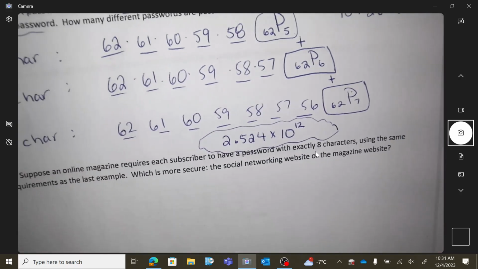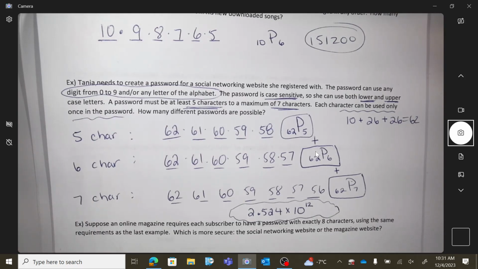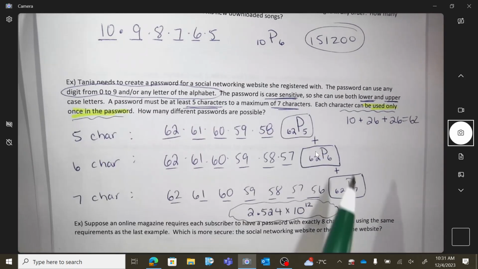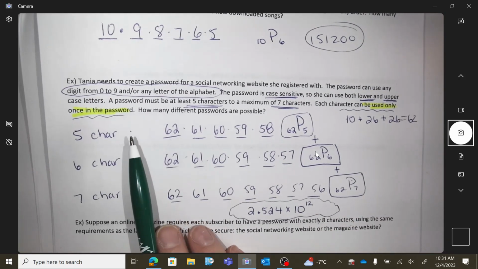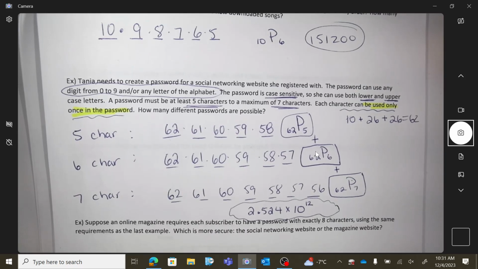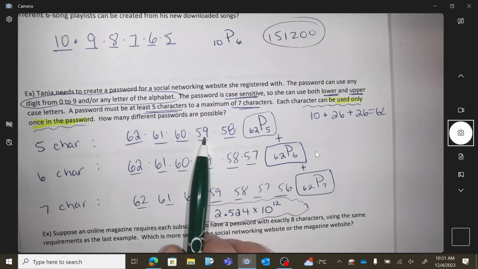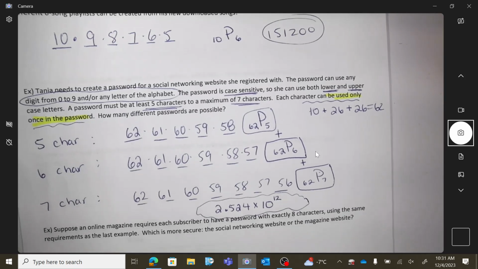What would I have done differently on this question if this wasn't on this? Each character can be only used once. What if I didn't have that sentence and I could use repeated characters? All of them would just be 62. This would just be 62, 62, 62, 62, 62. Right? Does that make sense?